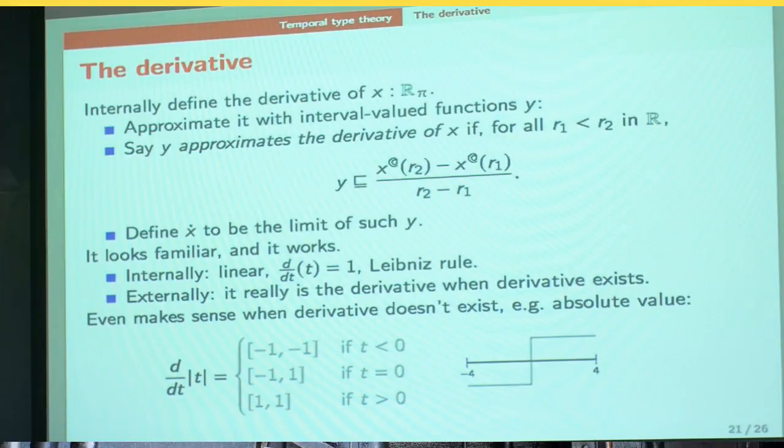And externally, you can check that it really is the derivative when the derivative exists. But it even makes sense when the derivative doesn't exist. For example, with the absolute value function, if you take the derivative of this, you get an interval-valued function that's equal to -1 when time is less than 0, equal to 1 when time is greater than 0, but it's the interval -1 to 1 at 0. So this is actually a real picture of the derivative.